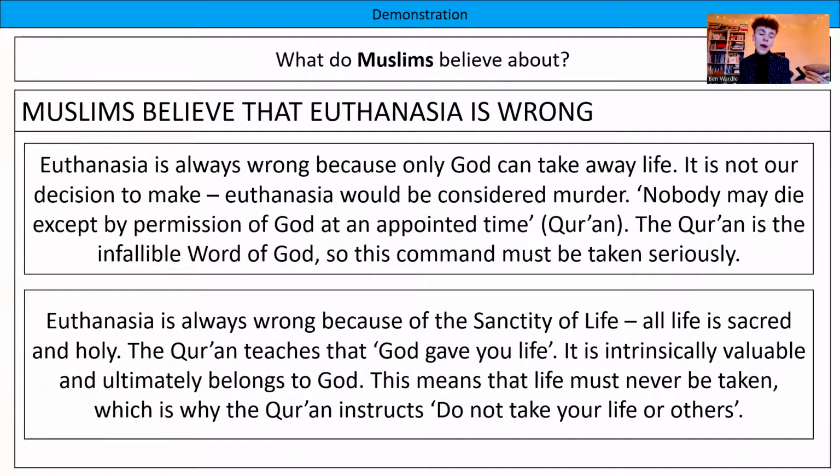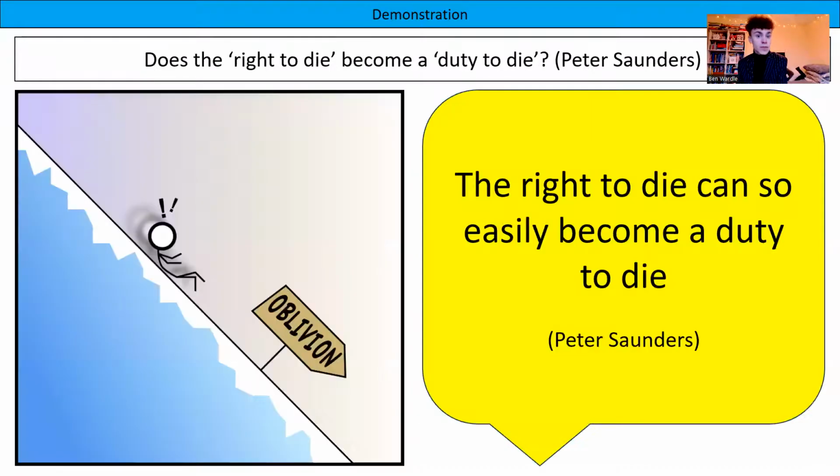And you could also write, euthanasia is always wrong because of the sanctity of life. All life is sacred and holy. The Quran teaches that God gave you life. It is intrinsically valuable and ultimately belongs to God. This means that life must never be taken away, which is why the Quran instructs, do not take your life or others. So they are our key religious views.